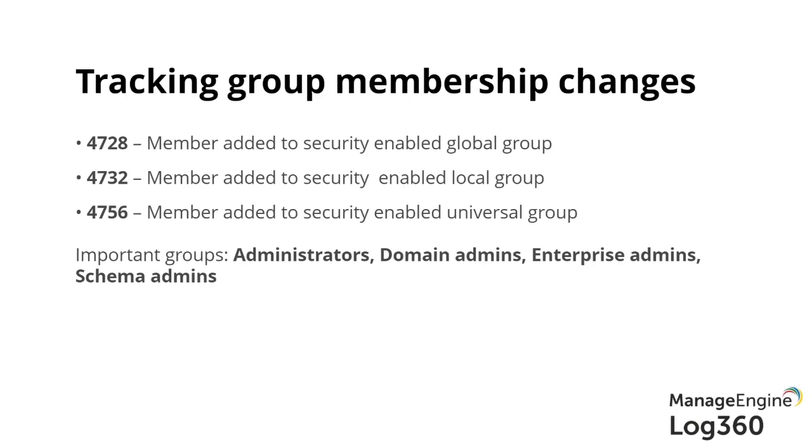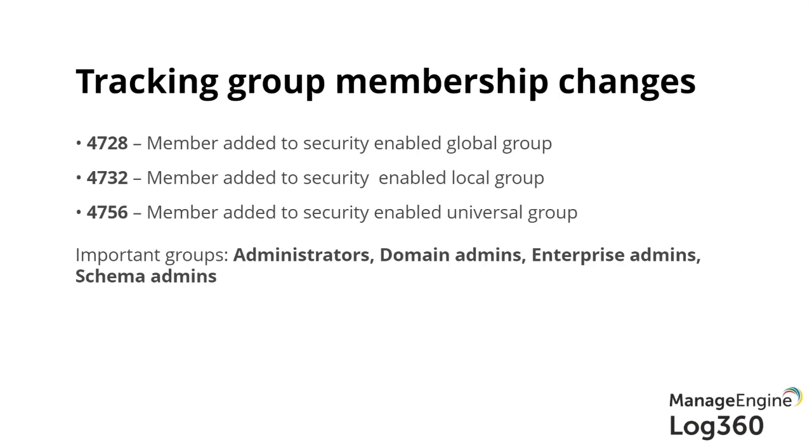Now, in your Windows security log, there are 3 crucial event IDs pertaining to changes to group membership, right? 4728, 4732, and 4756. These 3 event IDs get logged when a member is added to a security-enabled global group, local group, and universal group, respectively, right? So these are 3 event IDs that get triggered when these scenarios happen.